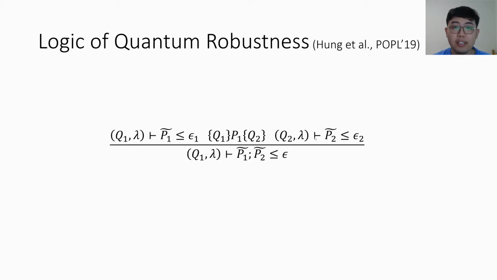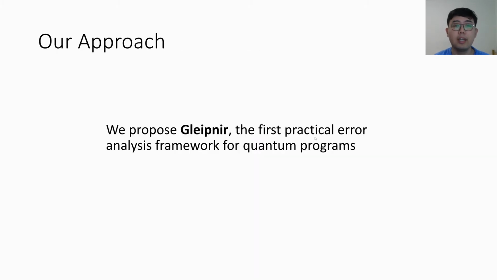Consider this sequence rule in the logic of quantum robustness. It is unclear how to obtain a quantum predicate Q2 that is a valid postcondition after executing P1, while being strong enough to produce useful error bounds for P2. In this work, we propose Gleipnir, the first practical error analysis framework for quantum programs.